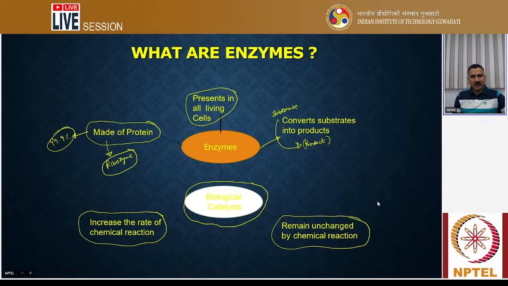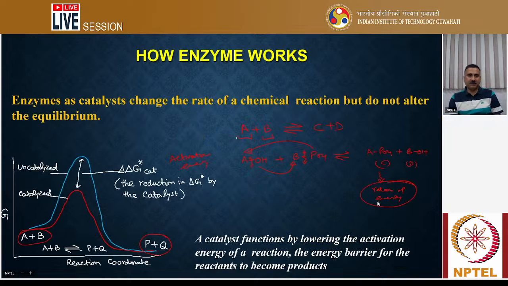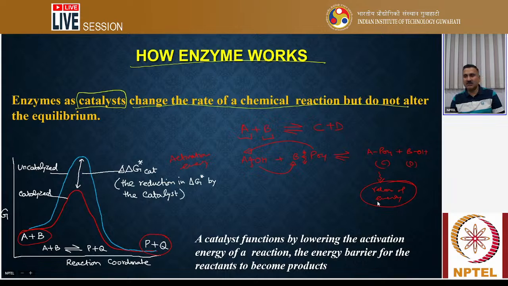Now, as far as the mechanism is concerned, how the enzyme works. So enzymes are catalysts, right? They are biological catalysts which change the rate of a chemical reaction, but do not alter the equilibrium. Suppose you have two substrates A and B, and they are getting converted into C plus D, right?